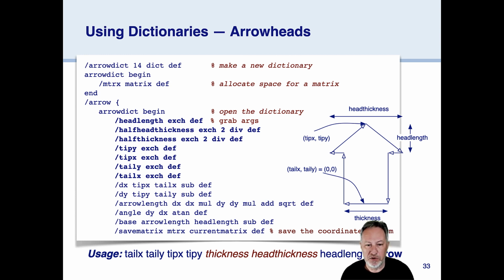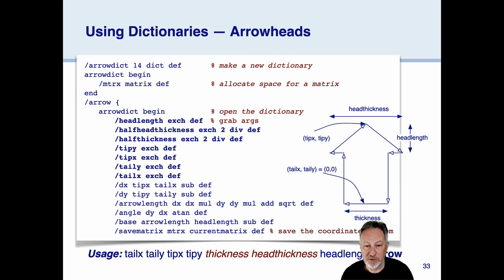Now, in order to keep track of those variables, there are certain other intermediate variables which we're going to compute that we also need to manage. In the end, we're going to create a dictionary that has room for 14 different keys and values. So the first line of our program says arrowdict 14 dict def. That will create a new dictionary called arrowdict, which has room for 14 keys and values.